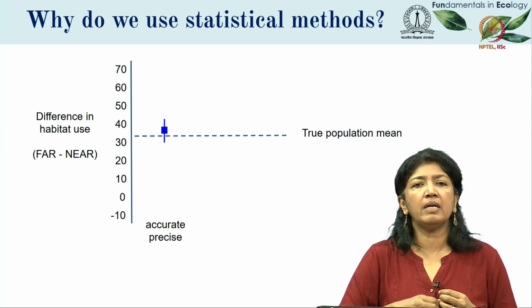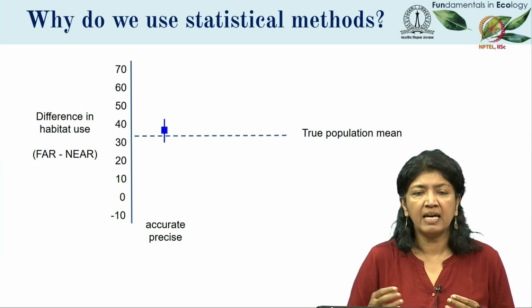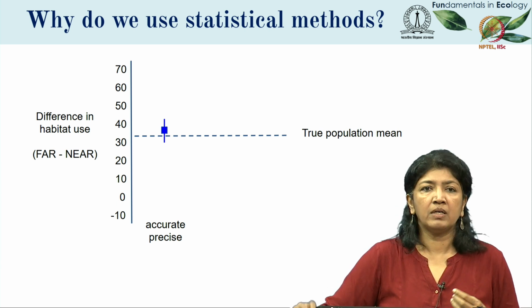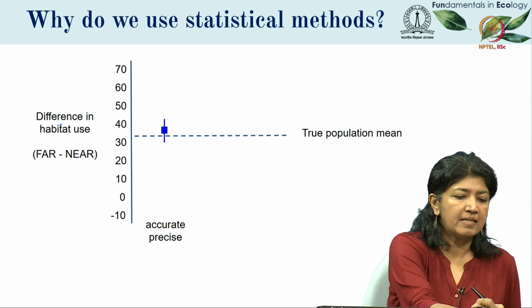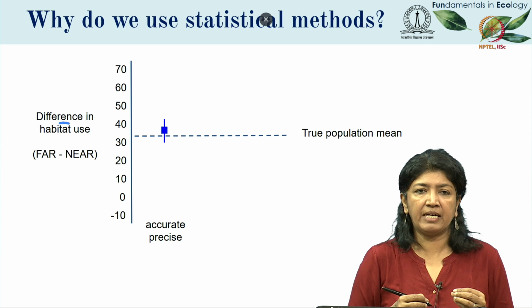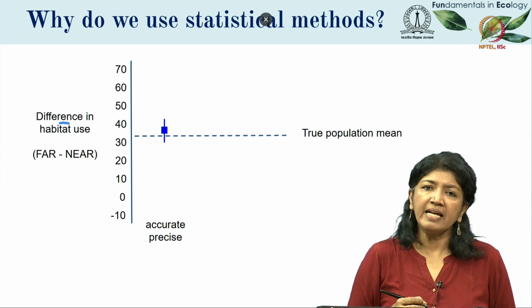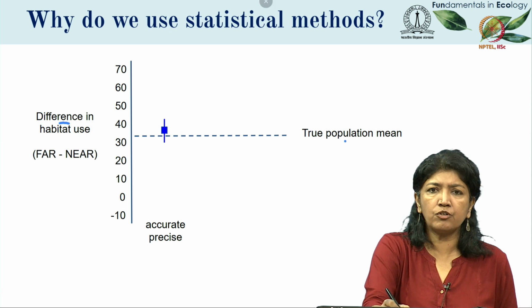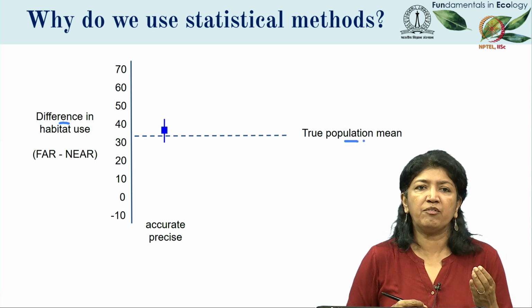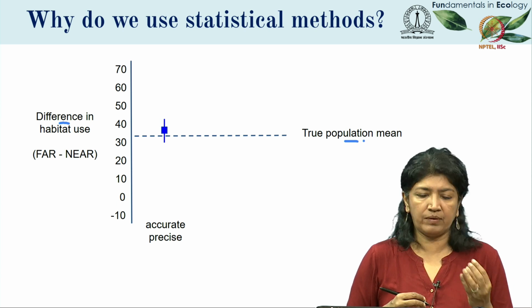So, I measure habitat use far from the road and near to the road using good principles of study design, and then I estimate the difference. So, this here is the difference. So, I estimate the difference in habitat use between far and near. And let us say we know that the true population mean is around 35, that is the difference in habitat use is about 35%.